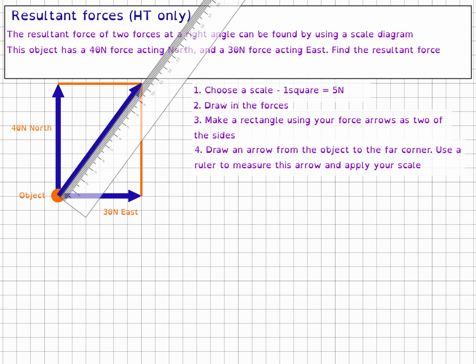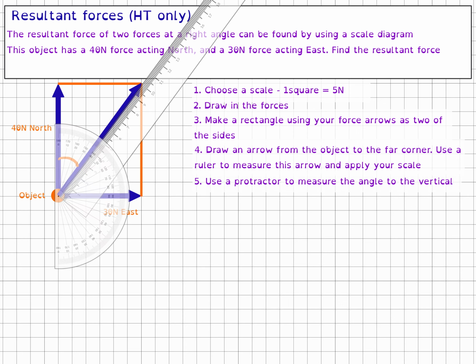Draw an arrow from the object to the far corner. Use a ruler to measure this arrow and apply your scale. Use a protractor to measure the angle to the vertical. So in this example, drawing it to scale and measuring with our ruler, we have our 50 Newton force, and using our protractor to get our angle, we have a 37-degree angle from the vertical.